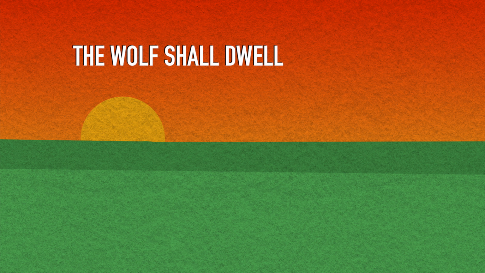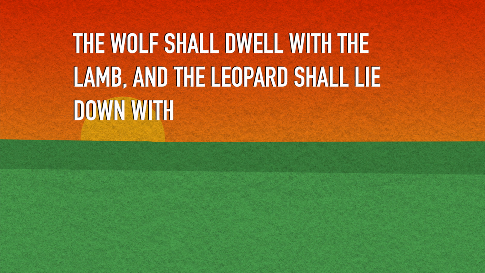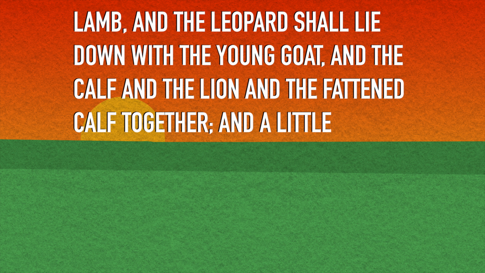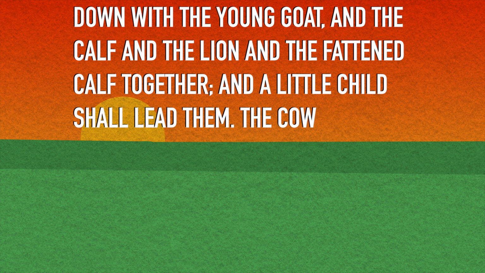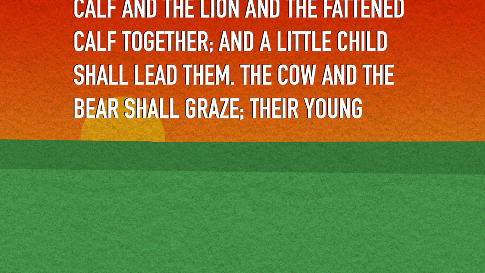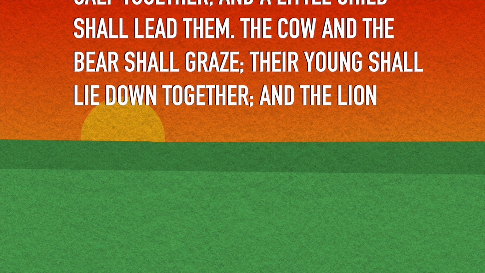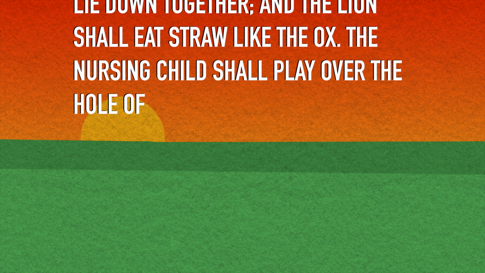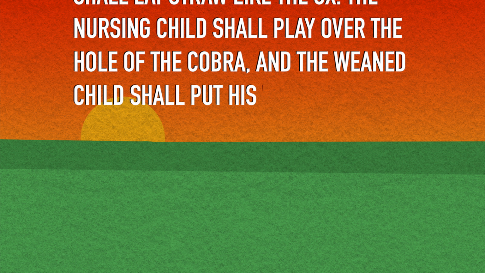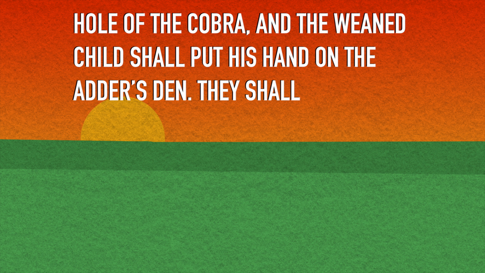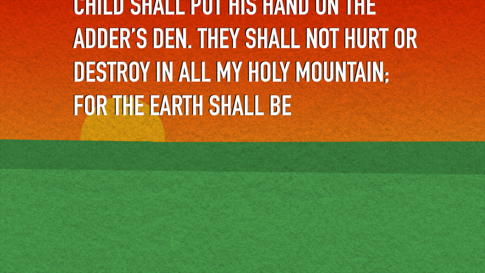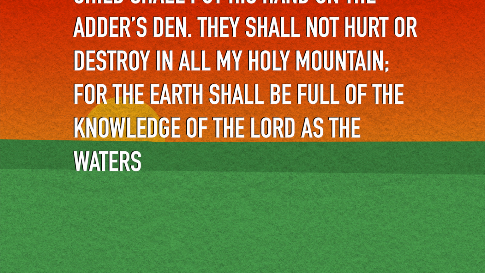"The wolf shall dwell with the lamb, and the leopard shall lie down with the young goat, and the calf and the lion and the fattened calf together, and a little child shall lead them. The cow and the bear shall graze, their young shall lie down together, and the lion shall eat straw like the ox. The nursing child shall play over the hole of the cobra, and the weaned child shall put his hand on the adder's den. They shall not hurt or destroy in all my holy mountain, for the earth shall be full of the knowledge of the Lord as waters cover the sea."